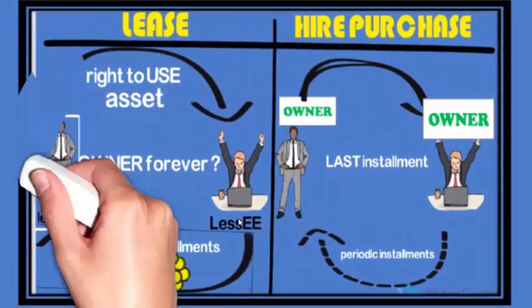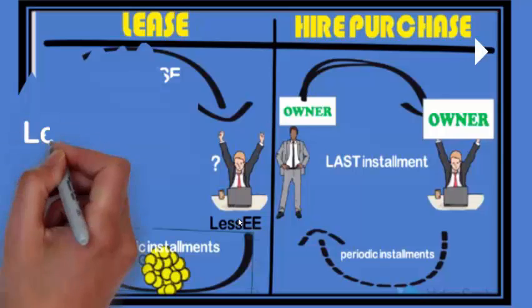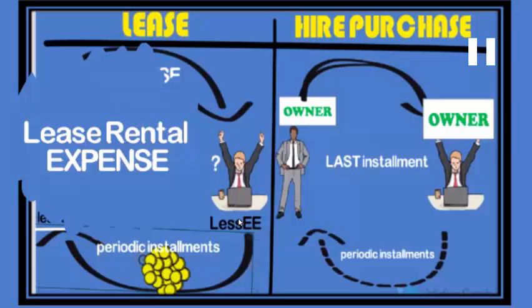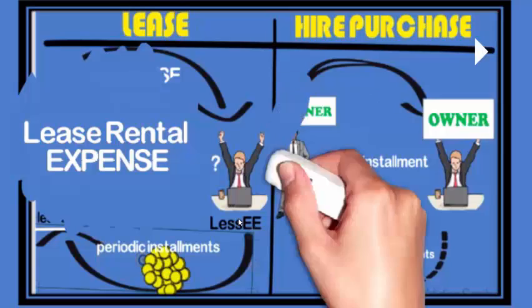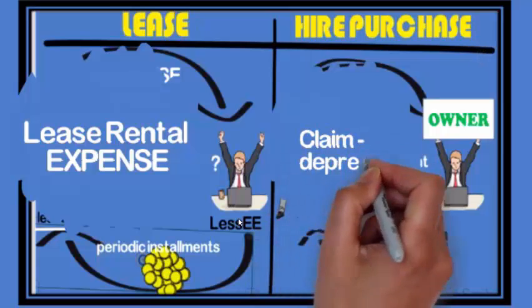Now the third difference: the lessee will pay the periodic installment. So this lease rental he can claim as an expense in the statement of profit and loss account. He can get the tax advantage. But when I talk about the owner of the asset, he is the owner. The asset is reflected in the books of accounts. So what he can claim is the depreciation on that asset.